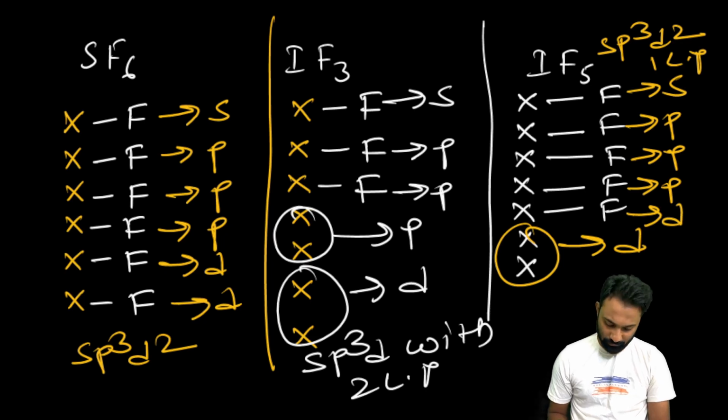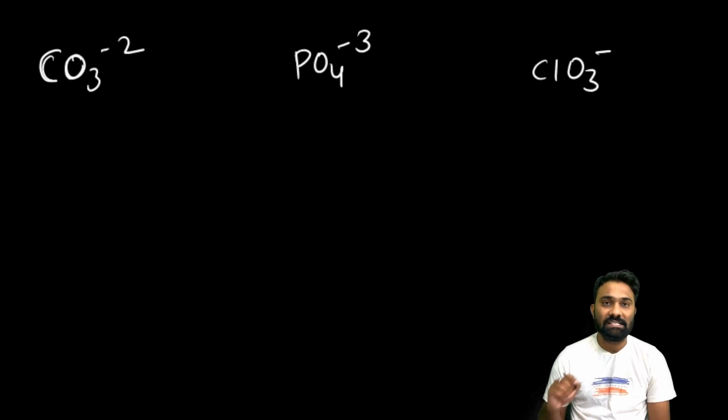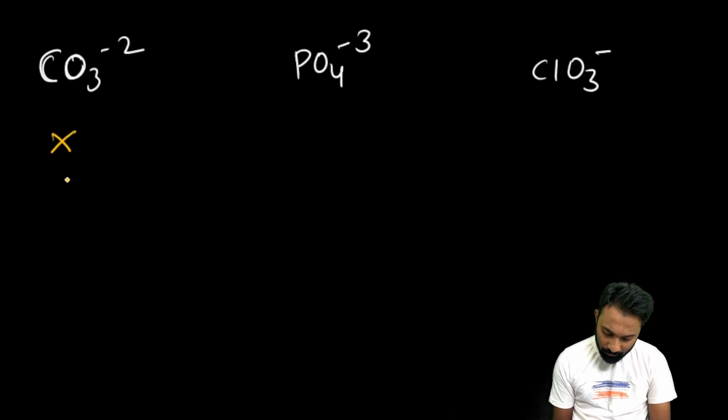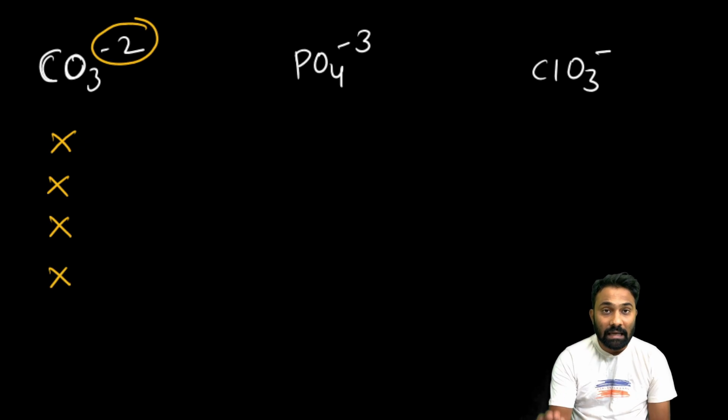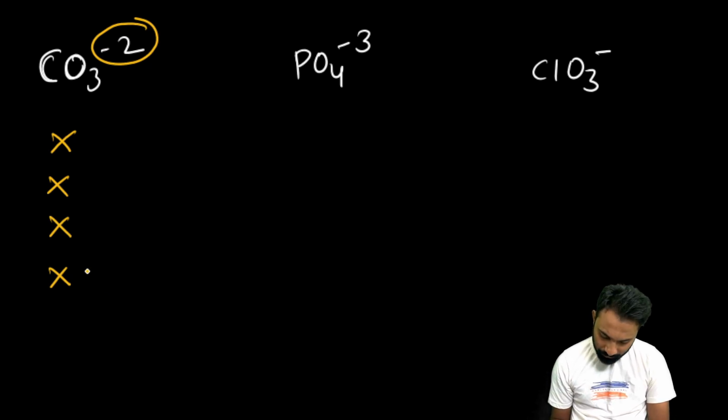Clear? Now, if the charges are given, either cation or anion, if anion charges are given, then how to identify the hybridization? If anion charges are given, first identify the central atom. Carbon is the central atom. Now carbon valence electrons are 4: 1, 2, 3, 4. Now -2 charge. This -2 charge indicates that electrons are added or removed? Electrons added. How many electrons added? 2 electrons added. Clear? Now the 2 electrons are added to the valence electrons.